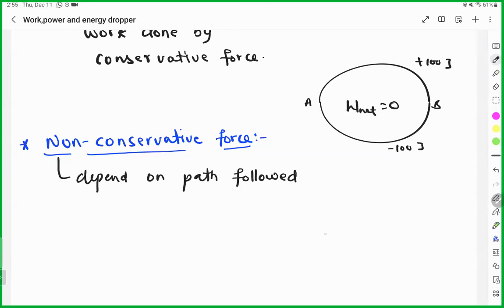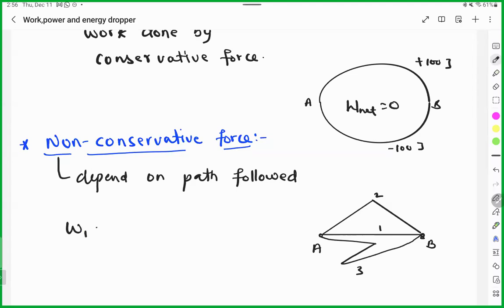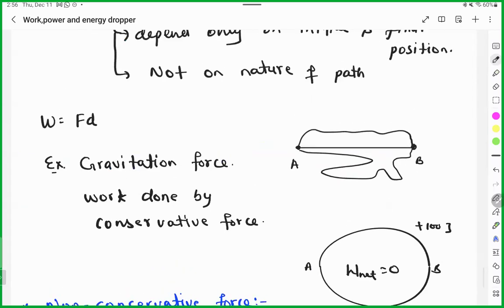Example, if you take the same A-B situation, you go from A to B like this, you go like this, and then there is this. This is path 1, path 2, and path 3. In all three situations, work done will not be same. Work done in first is not equal to second, is not equal to third.